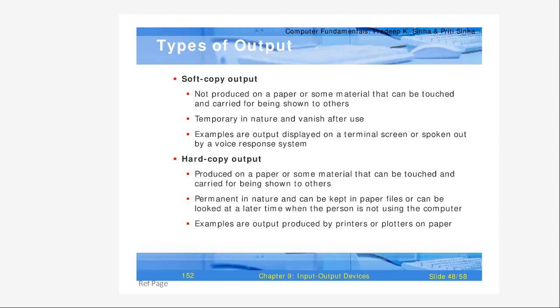How do you give it? By using a printer. Okay, so what is a printer called? Hard copy output. Why? Because through a printer we can print the document in paper format.